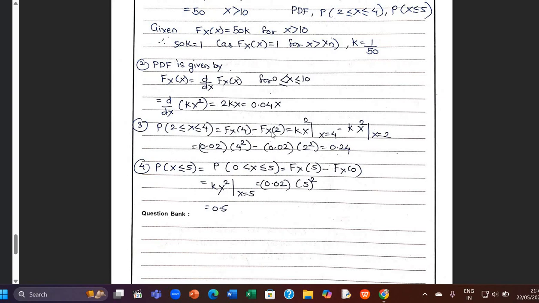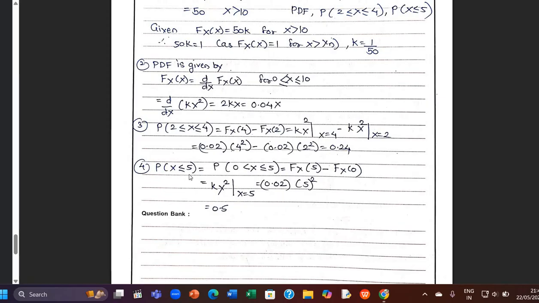Now for the condition 2 to 4, the upper limit is 4. So F_X(4) minus F_X(2), we are taking the difference over the given interval, where upper is 4 and lower is 2. So this will be kx square for x equal to 4 minus kx square for x equal to 2. We can write this as per the values we have: 0.02 into 4 square minus 0.02 into 2 square. That comes out to be 0.24.